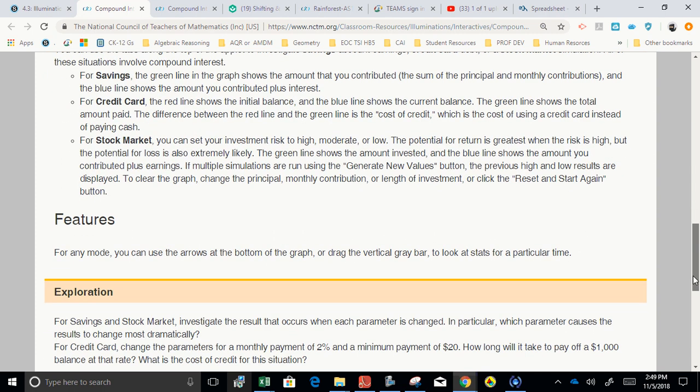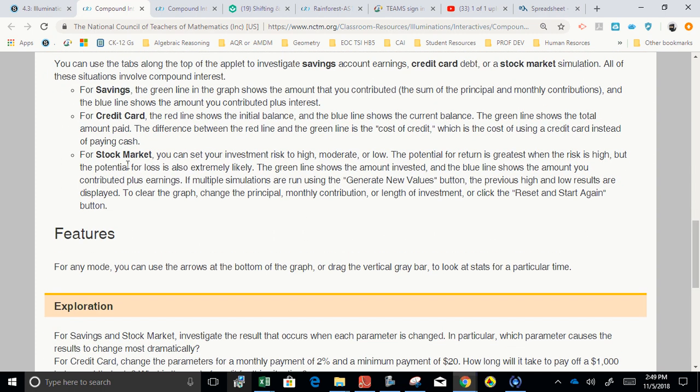Here are some definitions. For your stock market, you can set your investment risk as high, moderate, or low. The potential for return is greater when the risk is high, but the potential for loss is also extremely likely. The green line shows you the amount invested, and the blue line shows you the amount that you contributed plus earnings. Multiple simulations are run using the Generate New Values button. The previous high and low results are displayed. To clear the graph, change the principal, monthly contribution or the length of investment, or click Reset to start again.